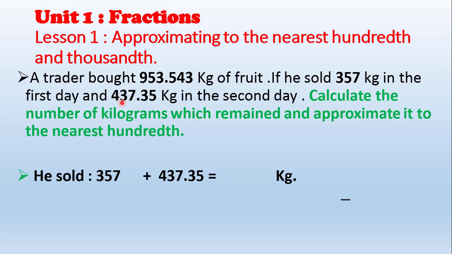In the first day, we have 357. In the second day, we have 437.35. I want to add them. Here we have two decimal places, and here we don't have any decimal places, so I put a decimal point and two zeros. Where should I put the decimal point? To the right. So I'll put here a decimal point and two zeros, then start adding. The result will be 794.35 kilograms.